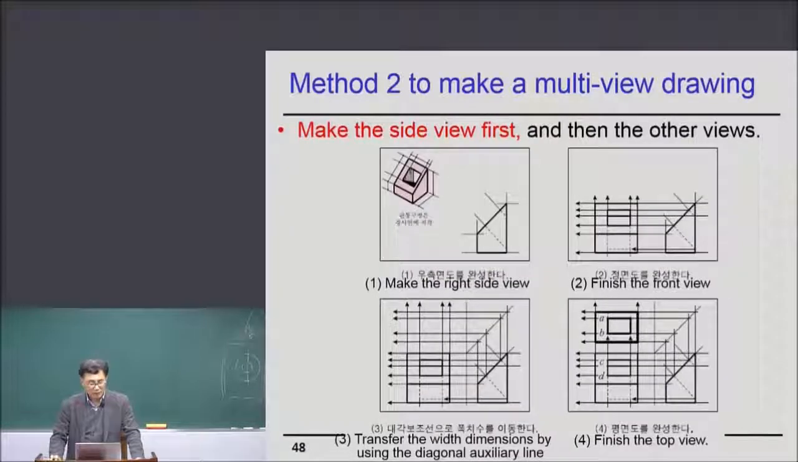All right. And maybe from the 3D object, you cannot finish the front view first. In that case, you may finish the right side view first, like this. And then transfer the height information from the right side view to the place where the front view is to be located, and also the depth information from the 3D object, and make a vertical line. Then using the crossing points, you can finish the front view. The next step is to finish the top view, which is the same way as in the previous slide. So you can finish the top view, okay? This is the method to make a multi-view drawing.